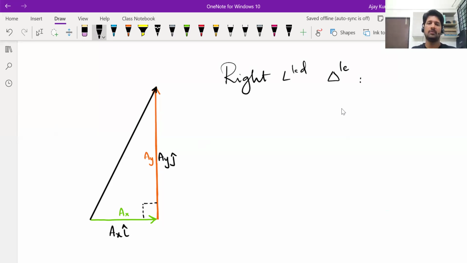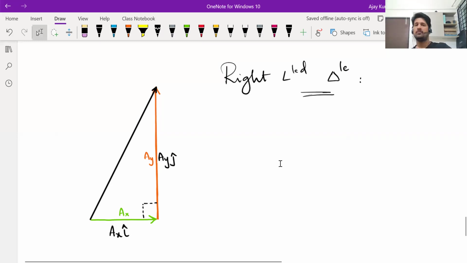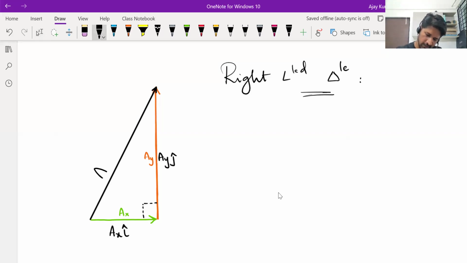Because we are taking components in perpendicular directions. Why we should only take perpendicular directions we'll discuss next. For now, we took perpendicular directions, so obviously this will be a right angle triangle. Definitely it will be. Now in this right angle triangle, two components are known to us, means two sides are known to us, ax and ay. Can any of you tell me how to calculate the length of the hypotenuse?